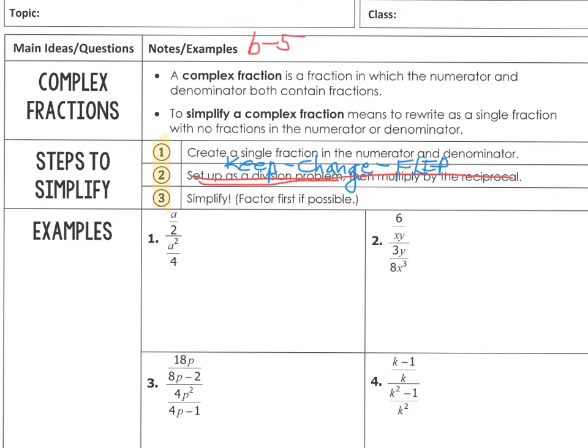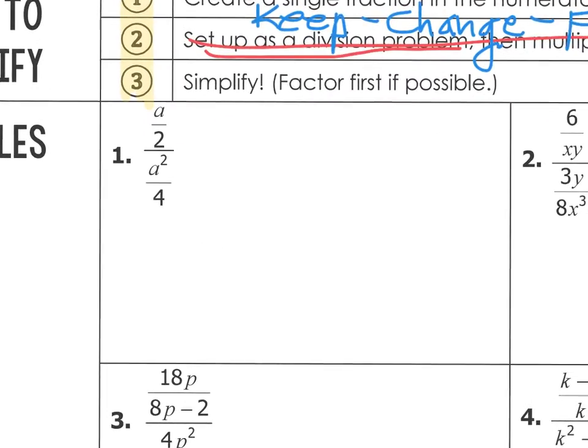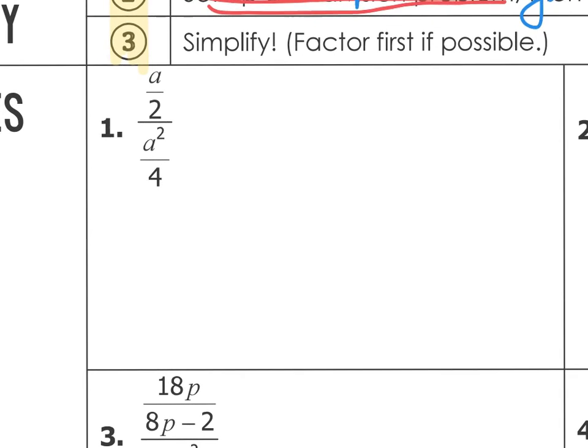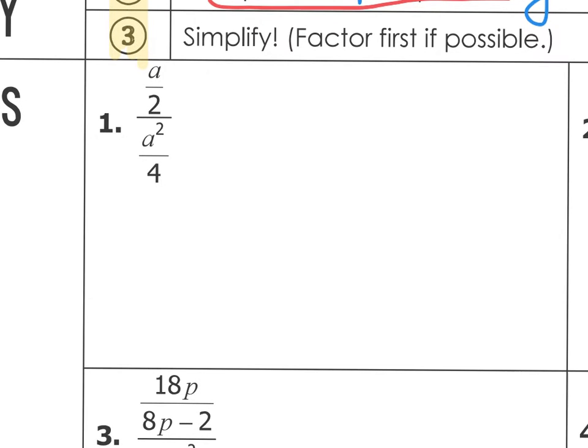So let's go ahead and go through. I'm going to go through a lot of these examples just because I figure the more examples you have, the better off you are. So I'm going to make these really big so that you can see them and I have room to work. Okay, so our first step is to get one single fraction and one single fraction. So for this entire first page, the first step is done for us. So we're going to move on to step 2. We're going to keep, change, flip. However you want to write that out.